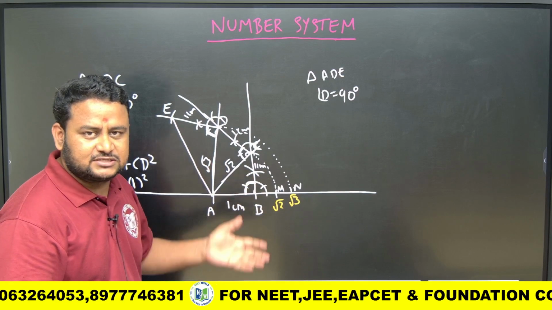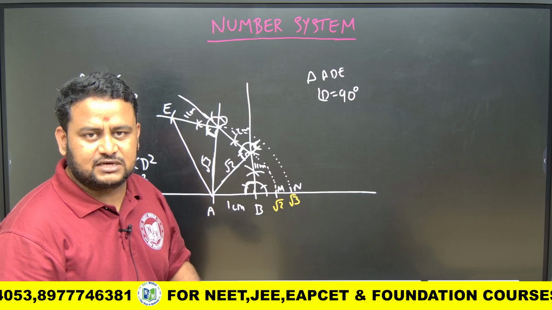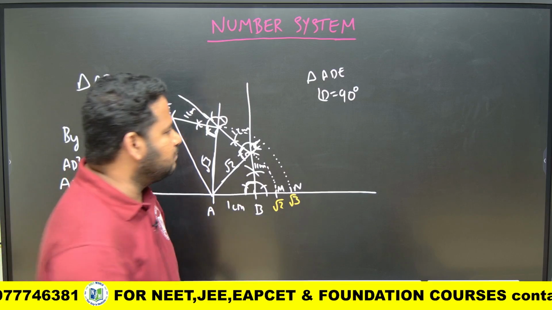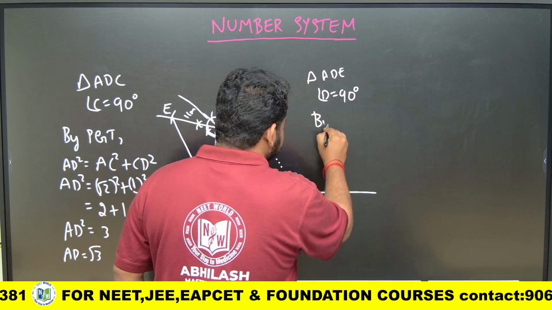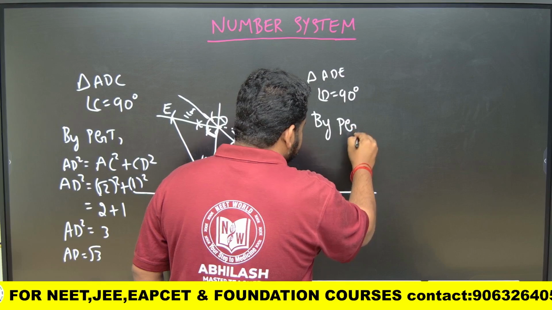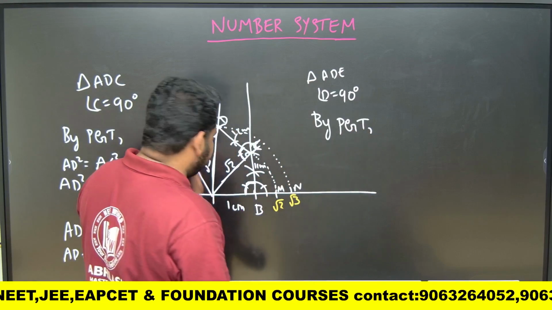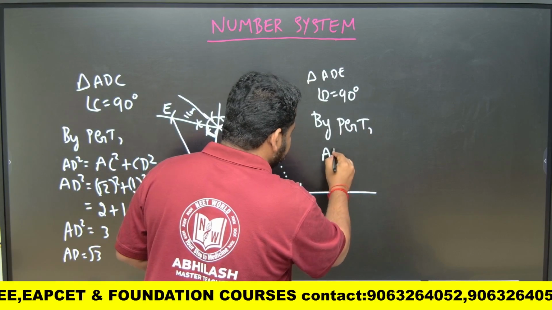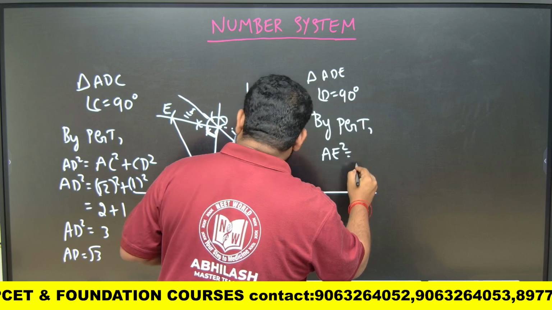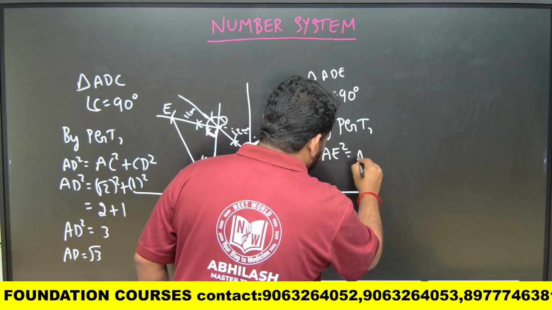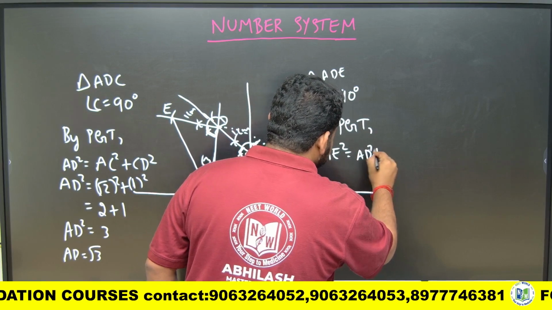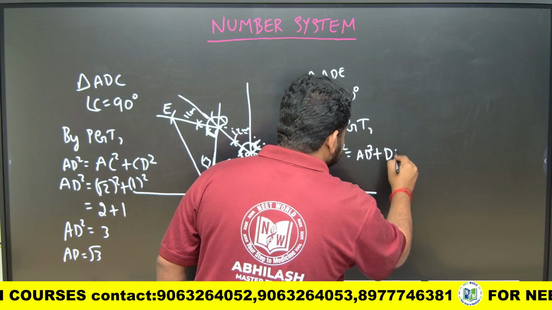So by Pythagoras theorem, hypotenuse square is equal to sum of the squares of other two sides. See here, please focus here. Hypotenuse is AE. AE square is equal to AD square plus DE square.